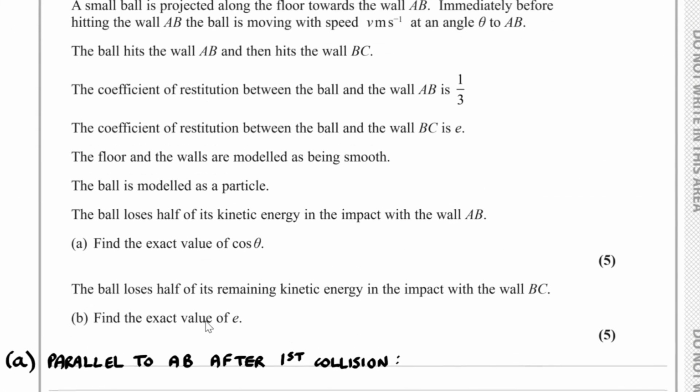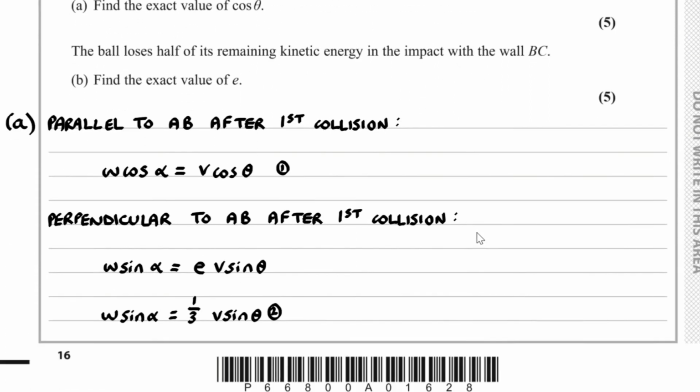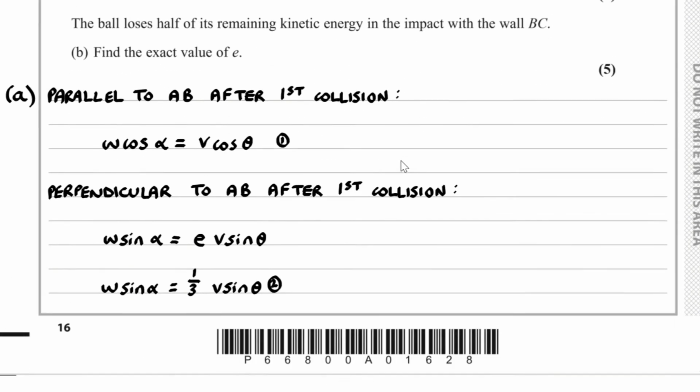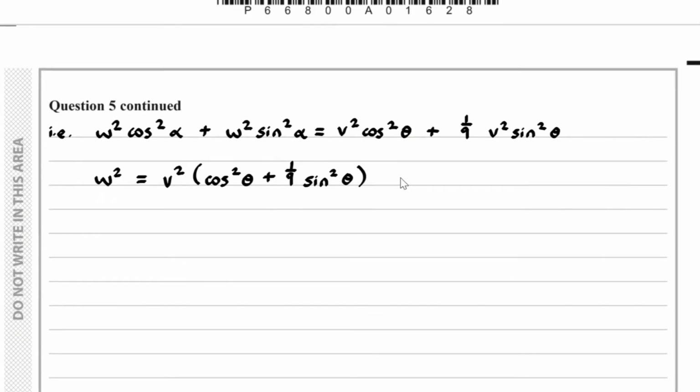Now, if we use the ideas on kinetic energy, we are told the ball loses half of its kinetic energy in the impact with the wall AB. So that means half of the initial kinetic energy will equal the kinetic energy at the end, because it loses half.